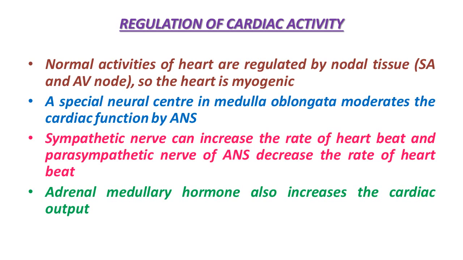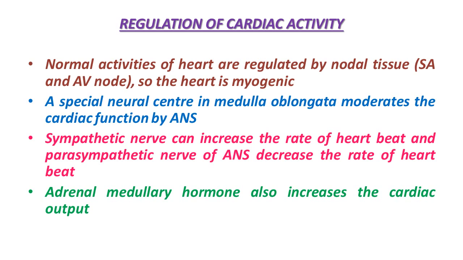So simply, we can understand that the normal activity of the heart is auto-regulated by specialized muscles, known as nodal tissue, and that's why the heart is known as myogenic heart. A special neural center in the medulla oblongata in the brain moderates the cardiac function through the autonomic nervous system or ANS. Neural signals through the sympathetic nerves, a part of ANS, can increase the rate of heartbeat and strength of ventricular contraction, and this way the cardiac output.